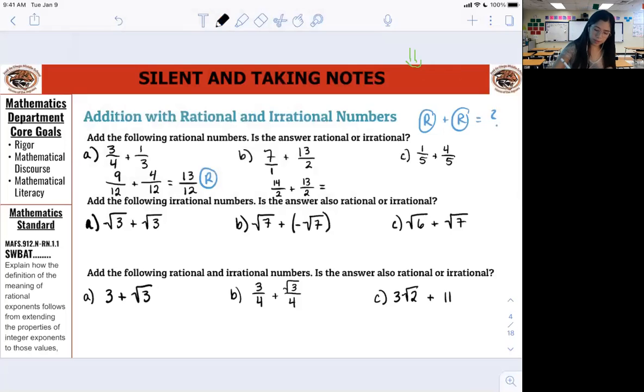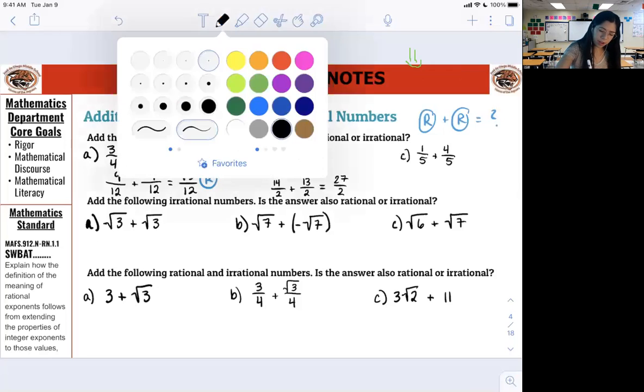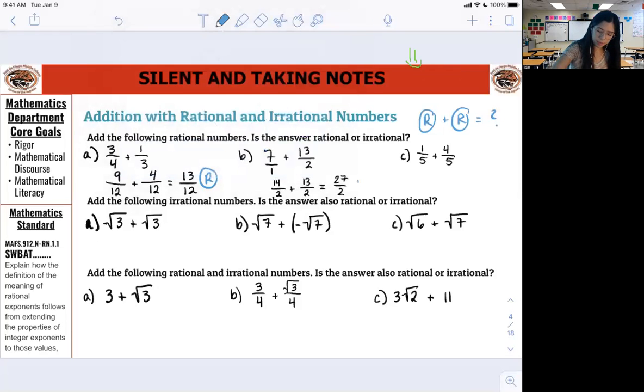27. Yeah, 27/2. I have a rational number. So far 2 for 2. We're good. How about this last one?